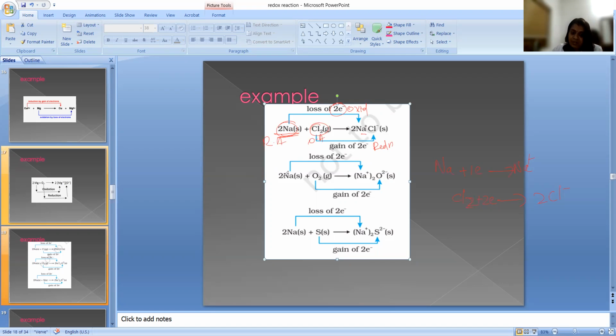Okay. And here also loss of electron. We can see that if the oxidation number is increasing, there is loss of electron. If the oxidation number is decreasing, then there is gain of electron. So this is considered as oxidation, and this is considered as reduction. Here also there is loss of electron from here to here, so it is oxidation, and here gain of electron, so it is considered as reduction.